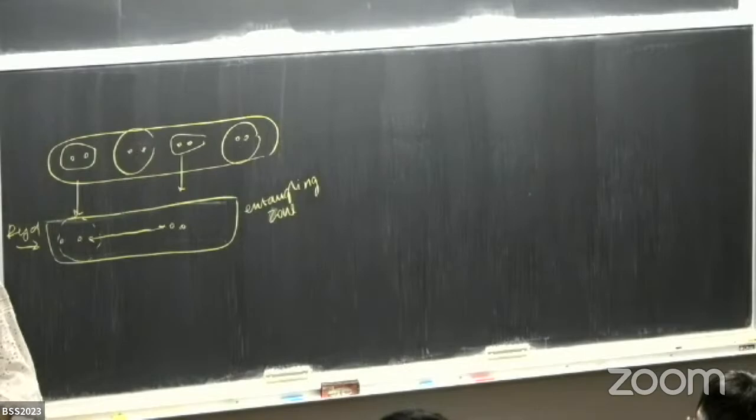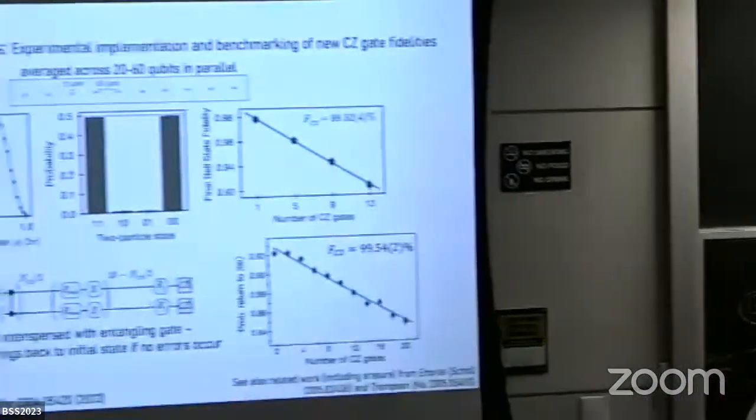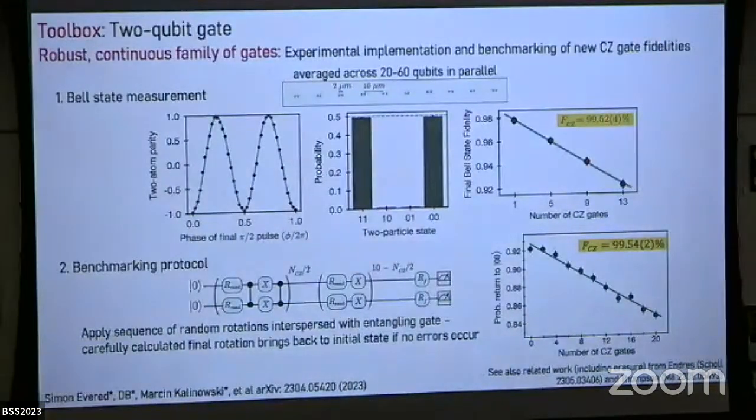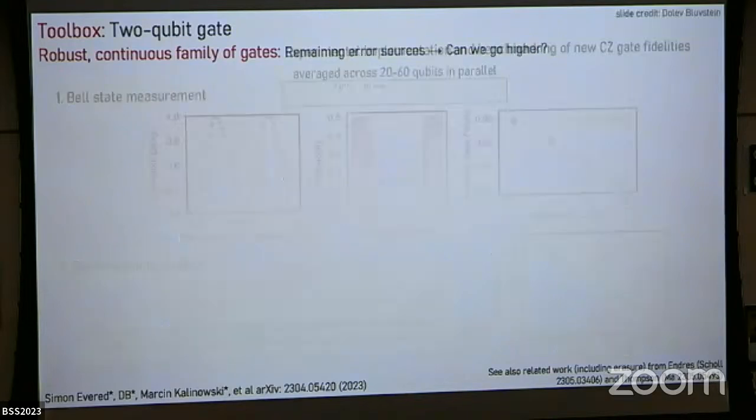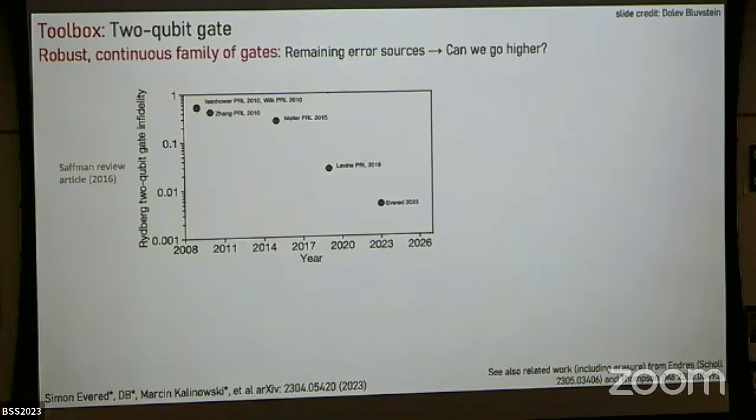Okay, so here we've gotten to this 99.5 fidelity that, as I said, was in the range that we were aiming for, between 99 and 99.9. But maybe let me comment for a second on what the remaining errors are and whether we think we can go higher or there is some fundamental limitation.